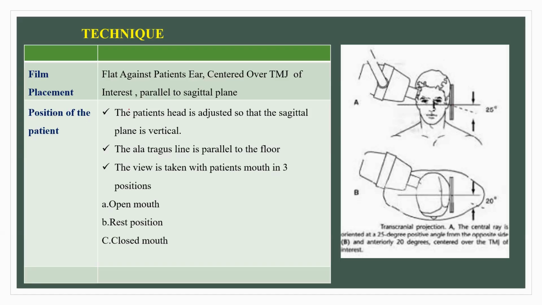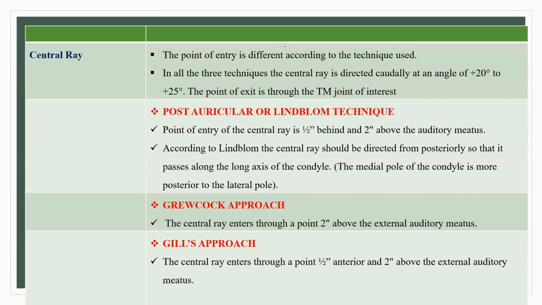And how are we going to position the patient? The patient's head is adjusted so that the sagittal plane is vertical. The alar tragus line is parallel to the floor. Your alar tragus line will be parallel to the floor. And the view is taken in three positions: open mouth position, rest position, and closed mouth position. So you are going to make the patient sit straight with the sagittal plane vertical and the alar tragus line parallel to the floor. And you're going to ask the patient to open the mouth, rest position, and closed mouth position to take this particular radiograph. Now we will see how we are going to project the central ray.